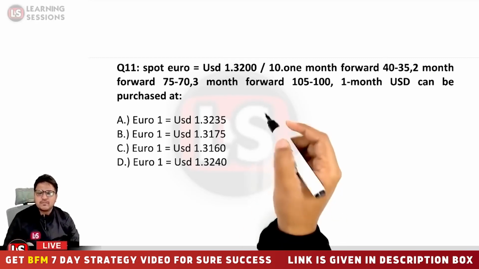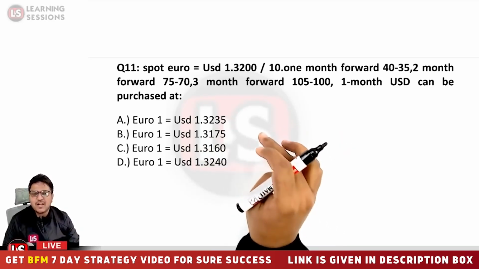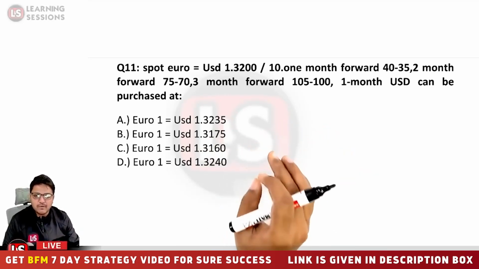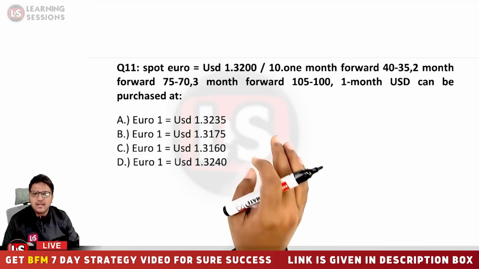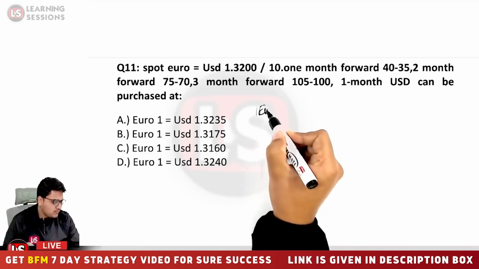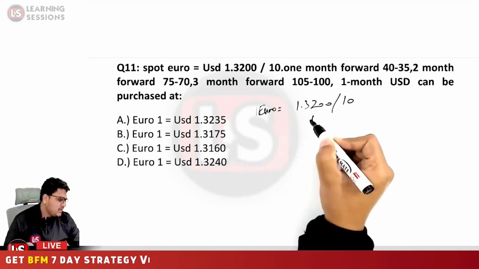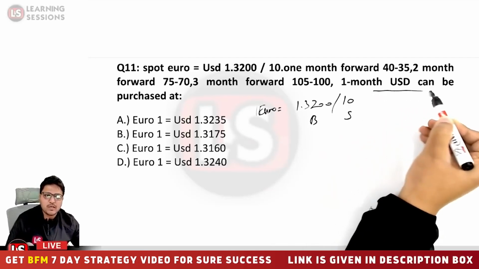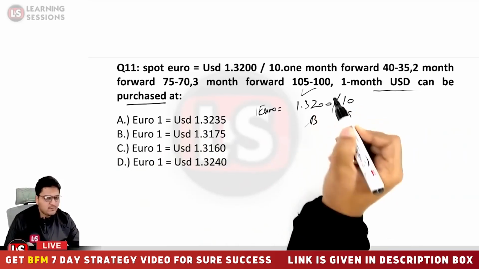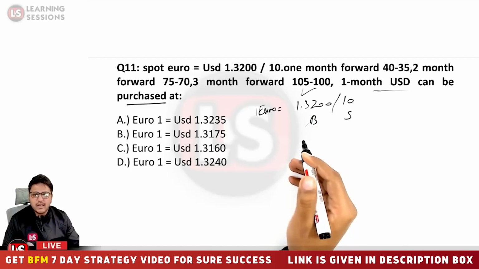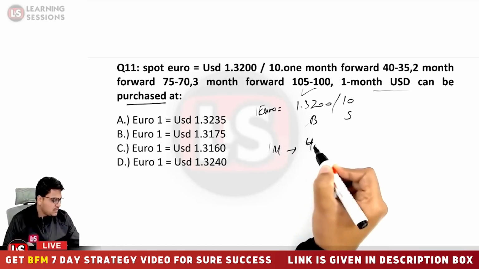The spot rate is given and simply the purchase rate is to be calculated. Will you consider the merchant rate or the interbank market rate? I just told you that when the question is silent about it, nothing is mentioned, we consider the interbank market rate. The spot rate is €1 equal to 1.3200/10. This is the buying rate and this is the selling rate. The question asks for the one month purchase rate, which means the one month buying rate, so we consider this rate. The one month forward points are given to be 40/35.